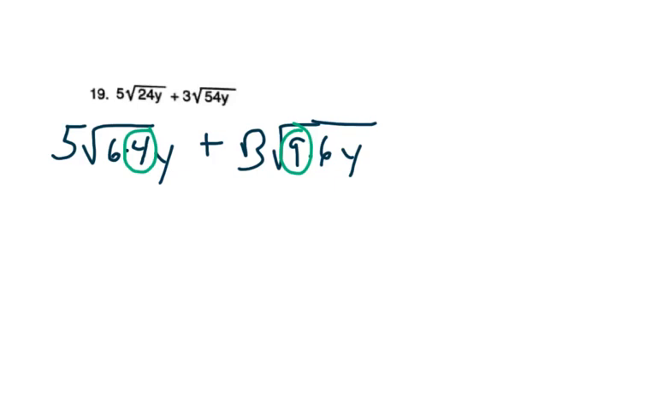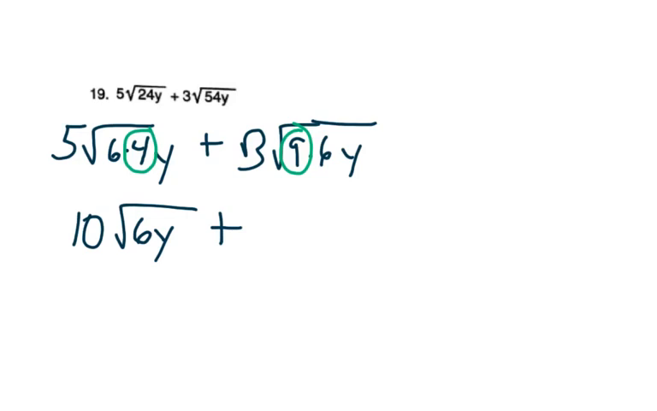So now let's do the escaping. And when you take 4 and escape, so what's the square root of 4? Well, the square root of 4 is 2. So you multiply that by the number out front. So 5 times 2 becomes 10. And whatever's not circled remains inside the symbol.